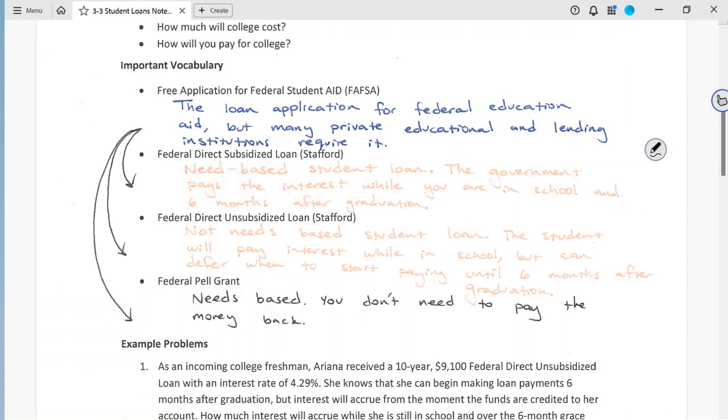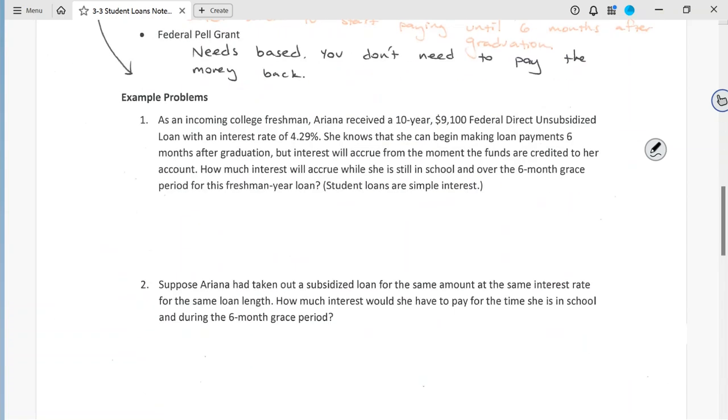All right, let's try some example problems. As an incoming college freshman, Ariana received a 10-year, $9,100 federal direct unsubsidized loan, that's an important word, with an interest rate of 4.29%. She knows that she can begin making loan payments 6 months after graduation, but interest will accrue from the moment the funds are credited to her account. How much interest will accrue while she is still in school and over the 6-month grace period for this freshman year loan?